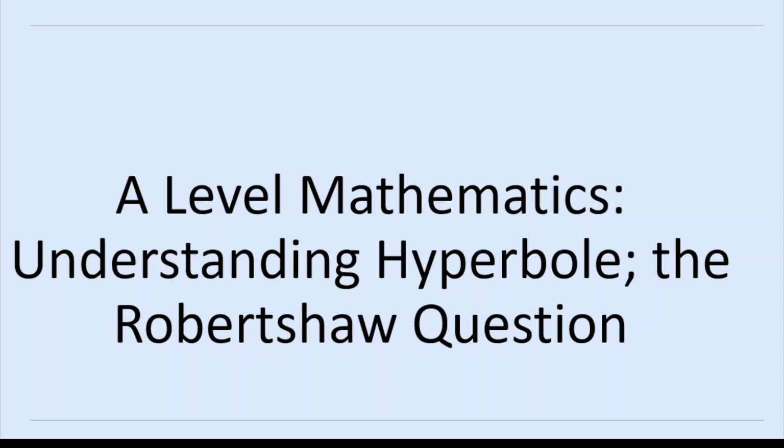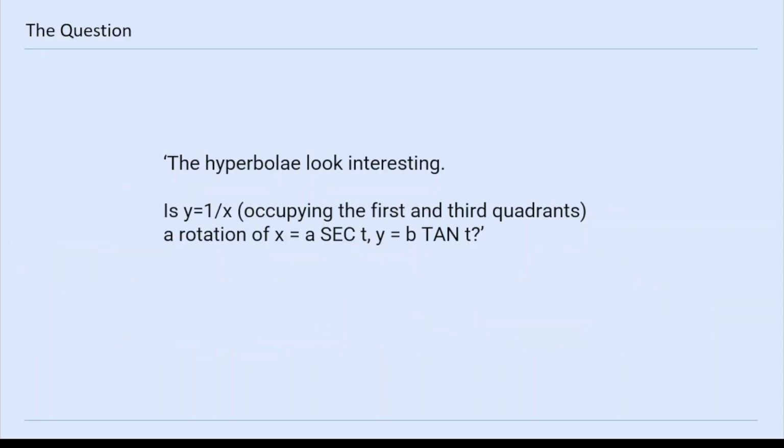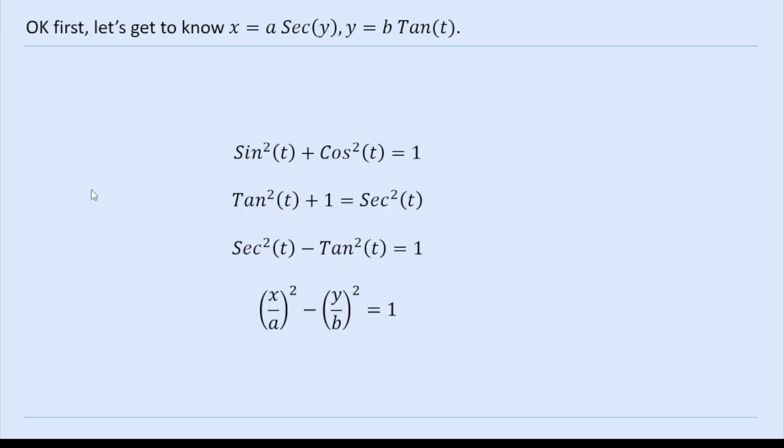I'm Simon. Today we're going to look at a question that Andy Robertshaw asked about hyperbolae and the parametric definition. The hyperbolae look interesting. Is y equals 1 over x, occupying the first and third quadrants, a rotation of x equals a sec t, y equals b tan t, where that's the parametric definition of the hyperbola? So let's have a look at this.